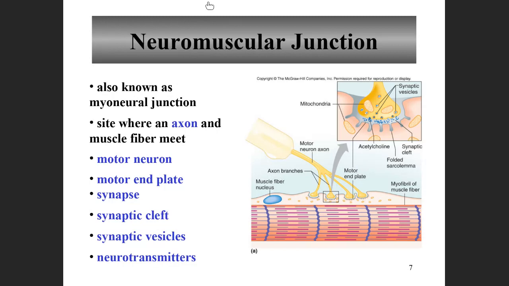So at the neuromuscular junction, here's the neural and here's the muscular. This area here is known as the motor end plate. You can see here's the motor end plate. This area will have a lot of acetylcholine receptors. The little blue dots here are acetylcholine. And when it synapses, it causes depolarization, which is here. Acetylcholine is in the cleft, right?